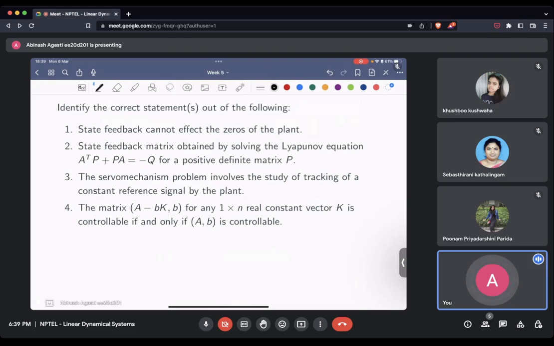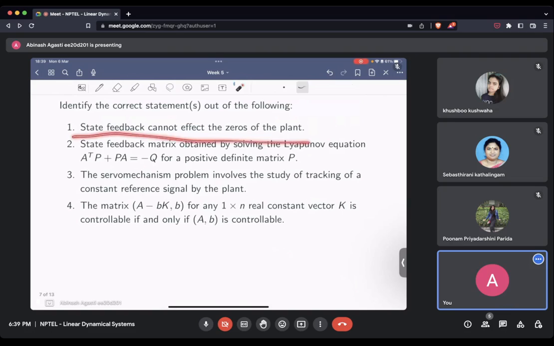So first, let's take a look at this. State feedback cannot affect the zeros of the plant. Well, technically speaking, by state feedback, all we can do is change the eigenvalues, which are the poles. So at least there is no direct effect on the zeros of the plant via state feedback. So this is a true statement. Then, state feedback matrix obtained by solving the Lyapunov equation this for a positive definite matrix P.